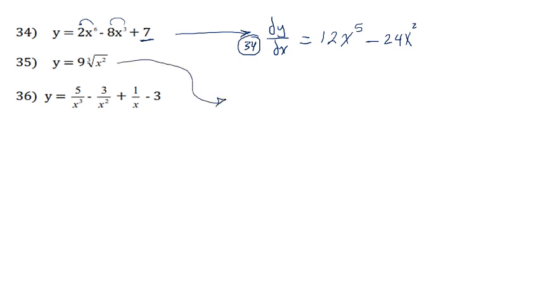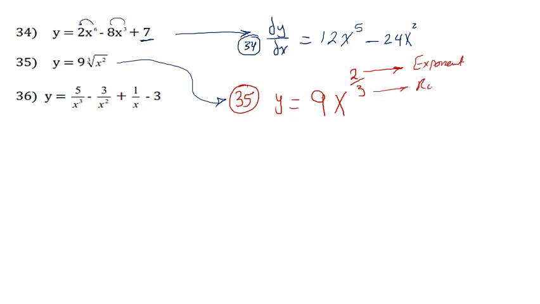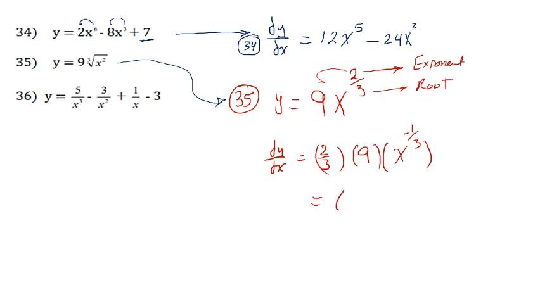For question 35, y is equal, I need to write x in power term, so it's x to the power of 2 divided by 3. Notice that 2 is for the exponent and 3 is for the root. So dy by dx, I put down the power, which is 2 over 3, multiplied by the 9, subtract from the power 1. So it's going to be x power negative 1 over 3. So 2 over 3 multiplied by 9 is 6, x to the power of negative third, which can be written as 6 divided by the third root of x.